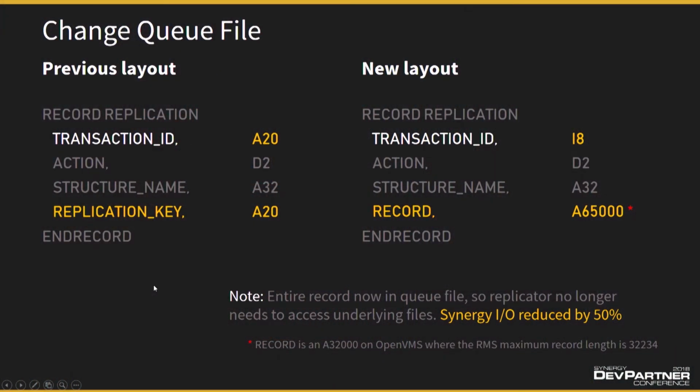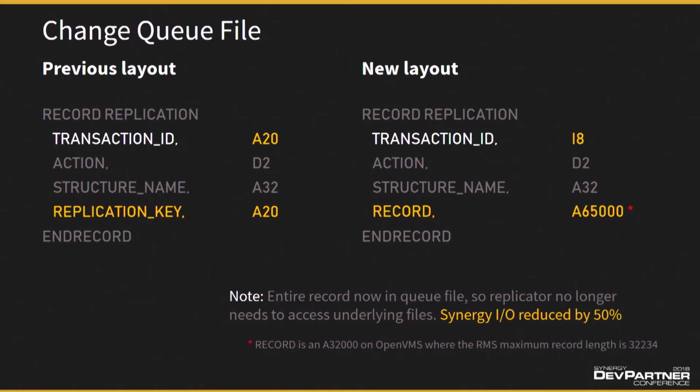Let's look at some of the changes and some of the things that have happened since we last presented this subject. Basically, we've changed the format of the queue file. The queue file used to have an A20 transaction ID, which was actually populated with a date time number, so it's just an increasing number. It has an action that says what kind of operation, create, update, delete. There's an enumeration in the repository that lists all of those things. It has the name of the structure, which is an A32, and it used to have a replication key, which is a unique key value based on an A20, again, usually populated with a date time value.